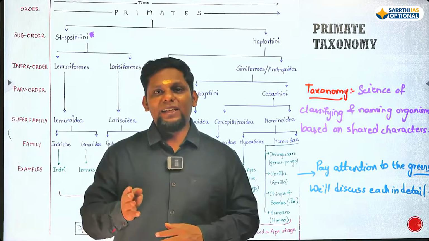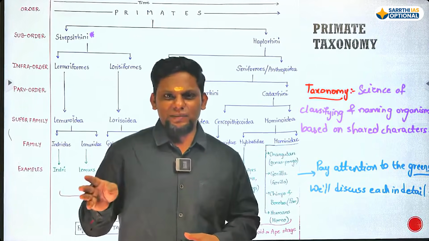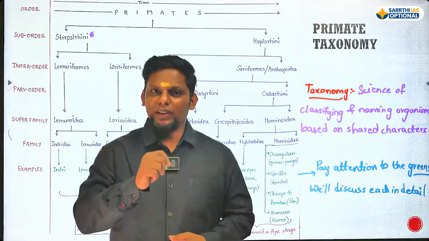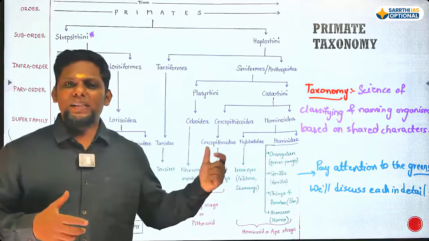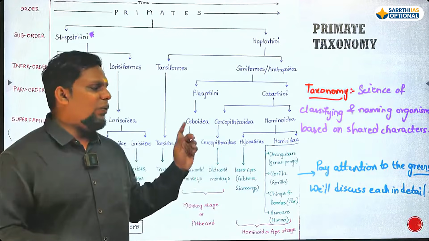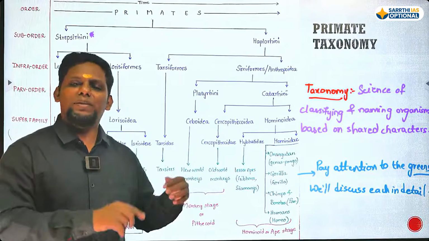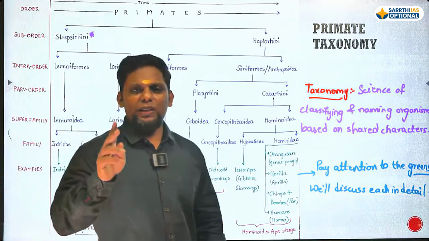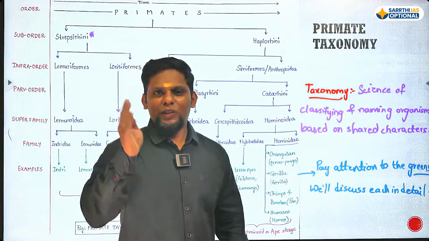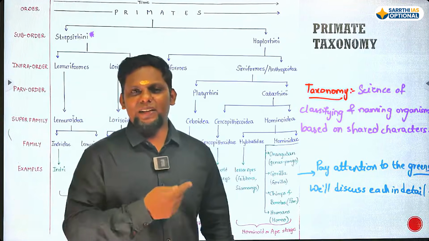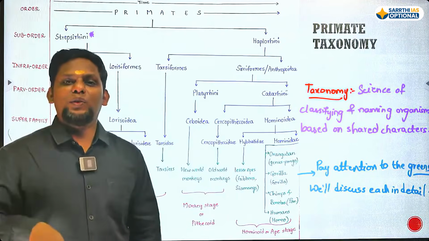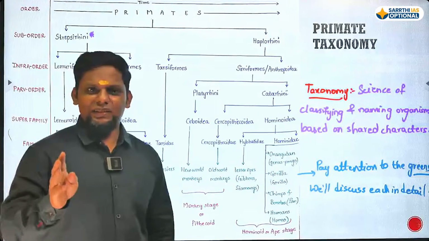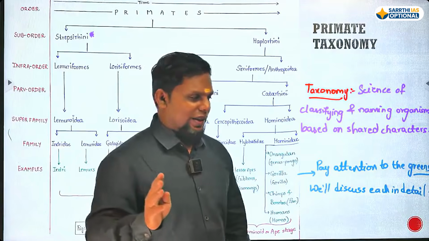So Platyrrhini, flat-nosed ones. Who are the flat-nosed ones? It is going to be your New World monkeys. Catarrhini includes basically two different groups. One is your Old World monkeys, and it also includes your apes. Is this clear? So if I'm asking you, can you tell me some technical terms for the New World monkey versus Old World monkey distinction? Immediately your mind should go to Platyrrhini and Catarrhini. Is this clear? Will you be able to remember this? So that is that.